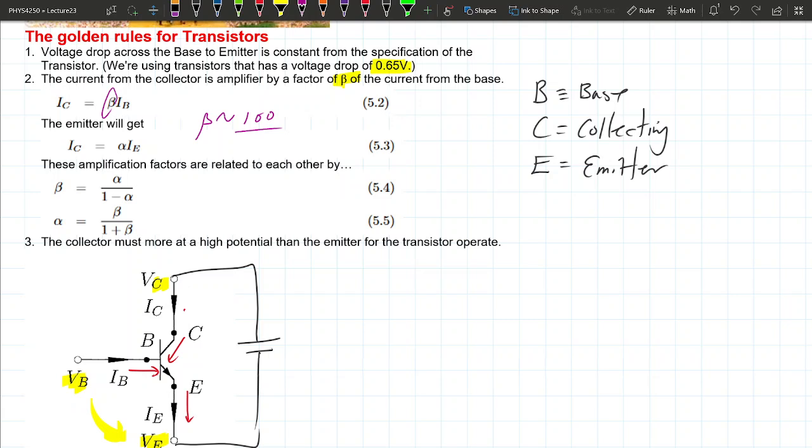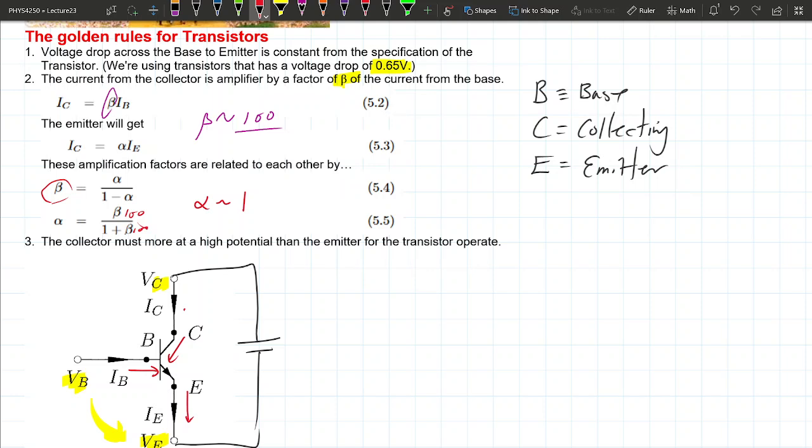Then, using Kirchhoff's law, you can relate them. Beta has to be alpha over 1 minus alpha, and alpha is beta over 1 plus beta. In most of our calculations, unless the problem asks in detail what alpha and beta have to be, just think of alpha as approximately 1 and beta as 100. If I plug in 100 here, 100 over 101 is basically 1.